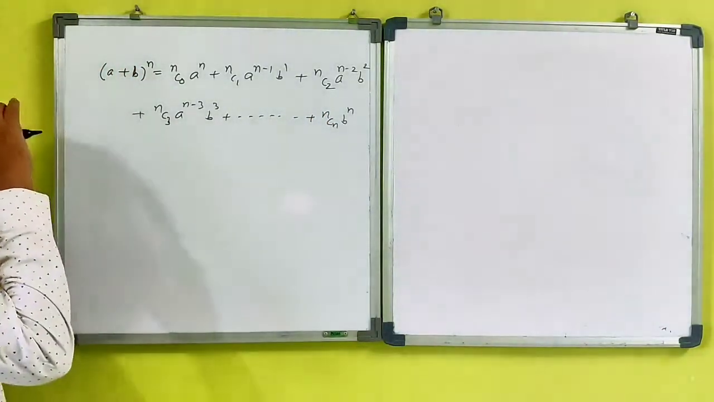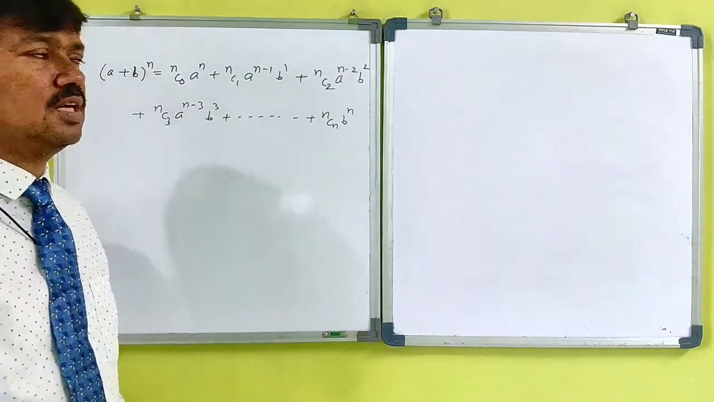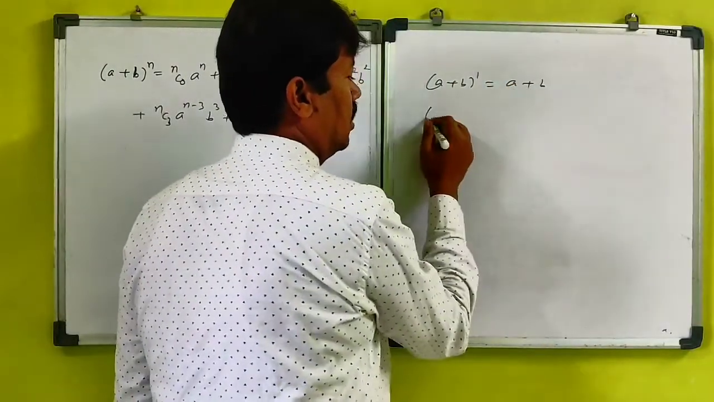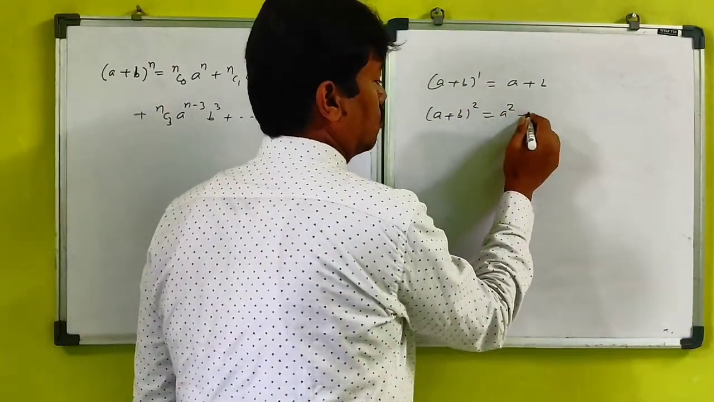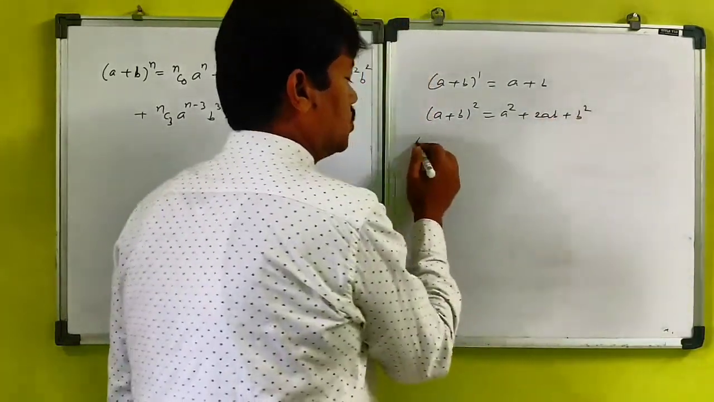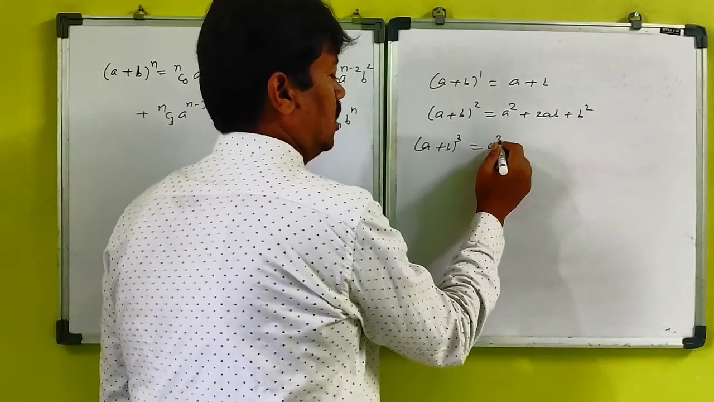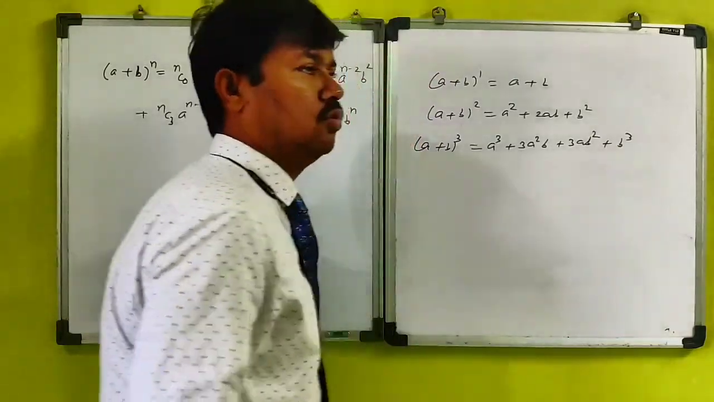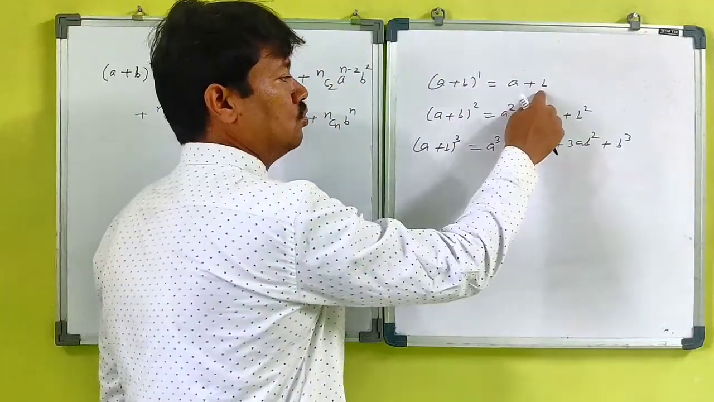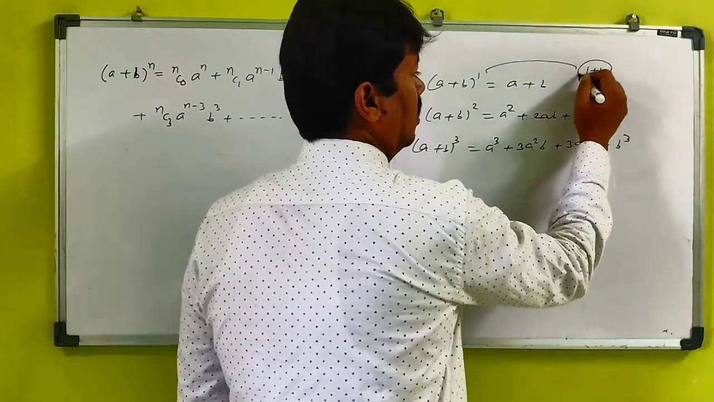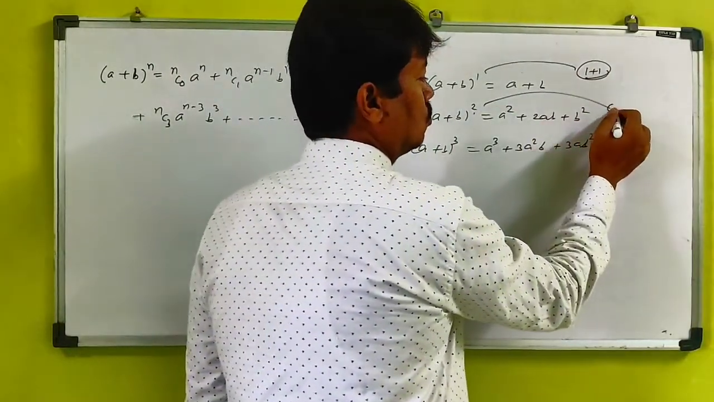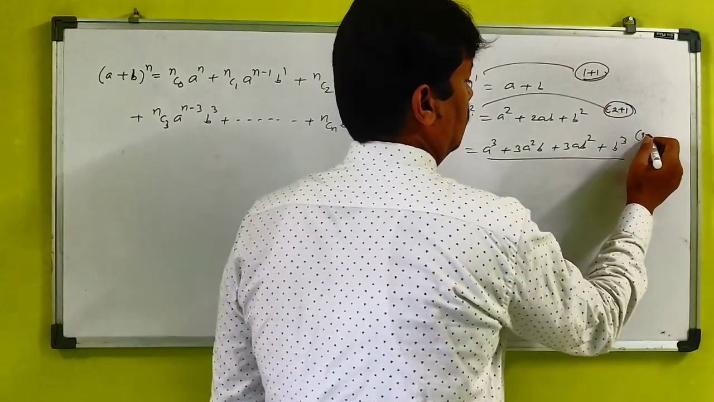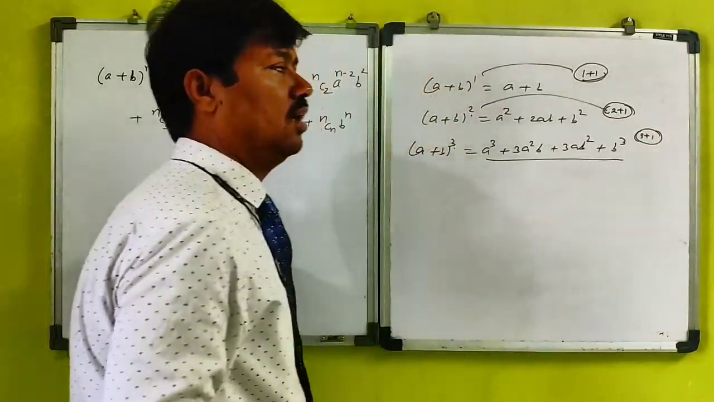So here, how many terms are there in this? If you look at this, (a + b) raised to 1 is a + b. (a + b) squared is a^2 + 2ab + b^2. (a + b) cubed is a^3 + 3a^2b + 3ab^2 + b^3. So whatever the power, for power 1 there are 2 terms. So it's always the power plus 1 number of terms. Power 2 gives 2 plus 1 terms. Power 3 gives 4 terms, so this is 3 plus 1. The pattern is always the same.